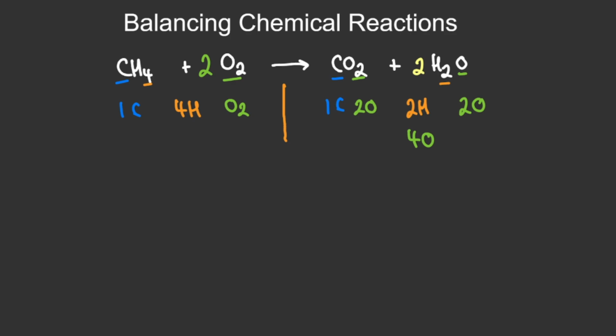H2O. Now let's check everything. All right, this is going to be the final check. We're going to go down here. So we have 1 C, 4 H's, and 4 O. We have 1 C, 4 H's, and 4 O's. Everything is balanced. So this equation is now balanced.